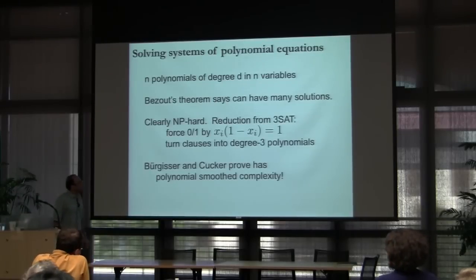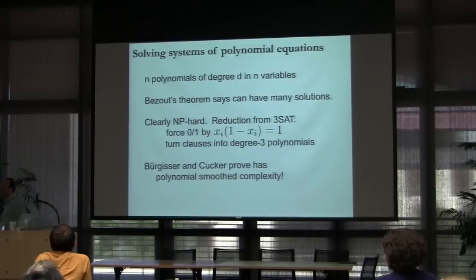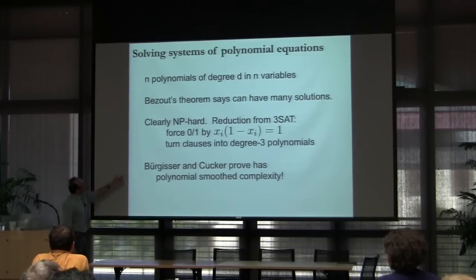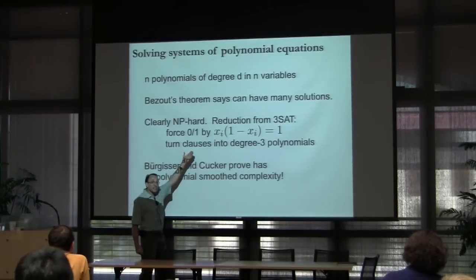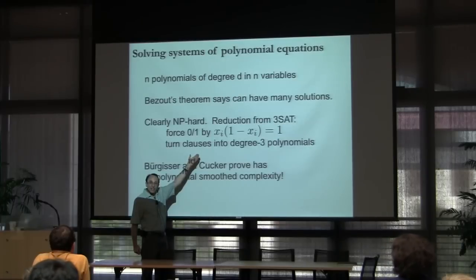On the other hand, Bürgisser and Cucker proved that it is polynomial smoothed complexity. So you're going to wonder what the heck is going on. Well, if you take a look, when you make equations like this, these equations are very, very special. And if you perturb them, things go crazy.